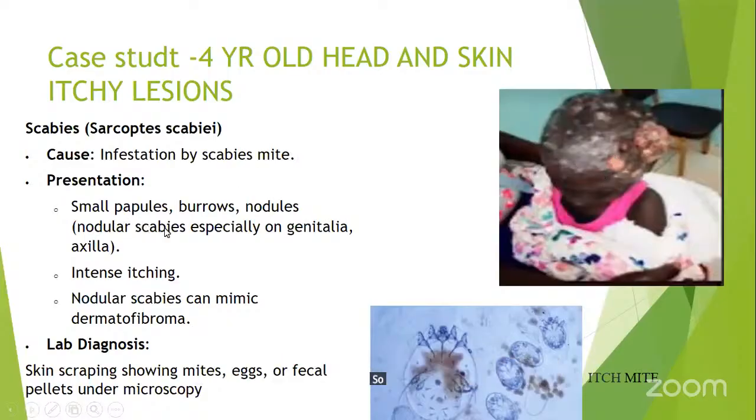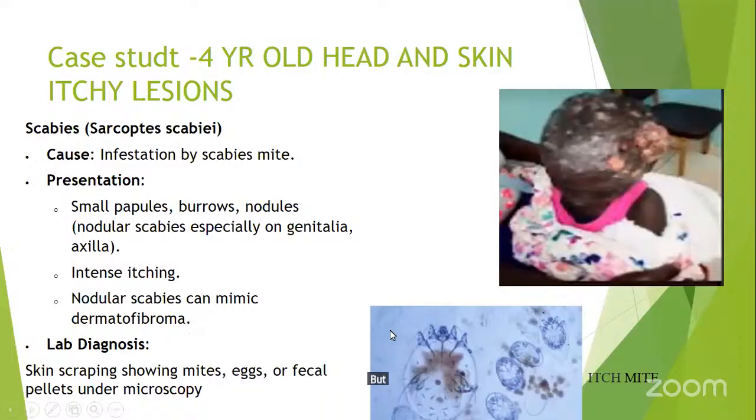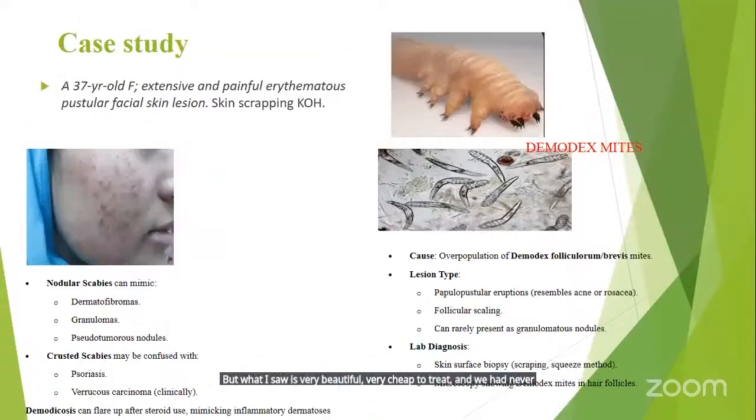So they will cause small papules, nodules, like you can see here, with intense itching, and then they can mimic dermatofibroma. Dermatofibroma is a cancer of the skin, and when I wrote a differential diagnosis, I indicated that they have to rule out something like this. But what I saw is very beautiful, very cheap to treat, and we had never discovered such.